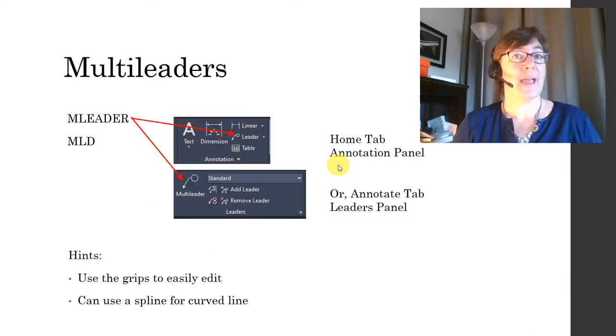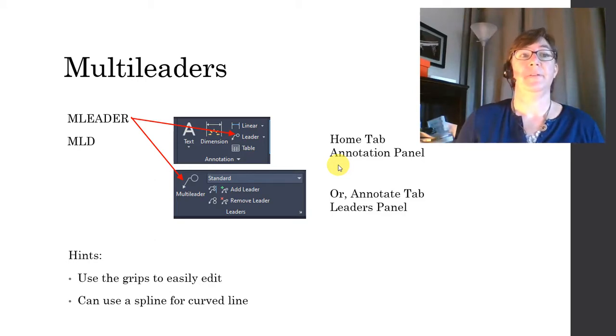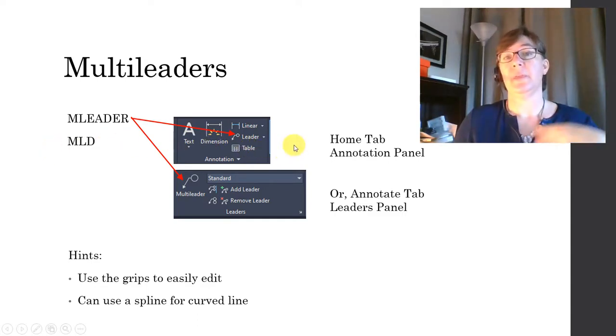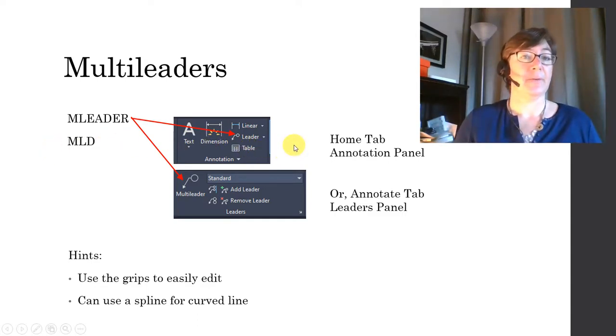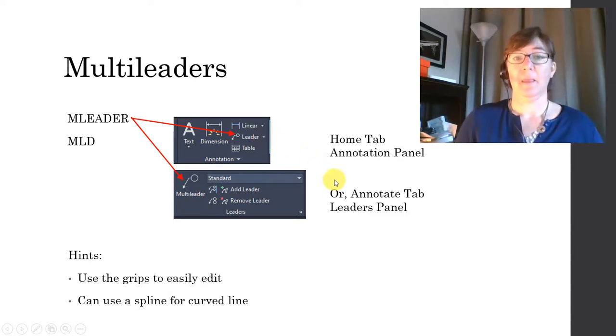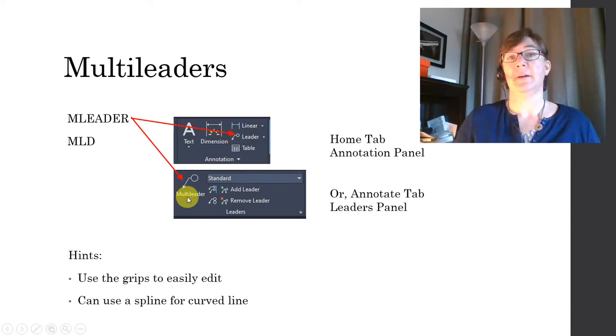So here's how we access the mleader command. First of all, you can type mleader or MLD, or you can go to the Home tab Annotation panel and click on this piece right here that says leader. Even though it says leader, it's really the mleader command. Or you can go to the Annotate tab Leaders panel and click on the multileader icon.